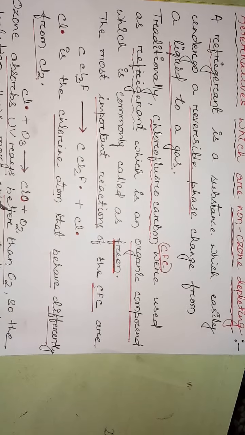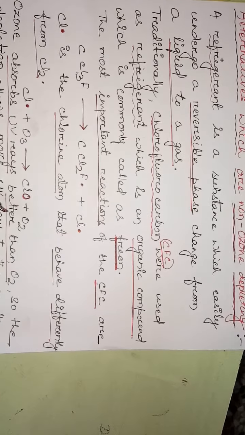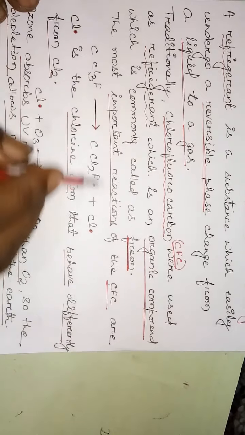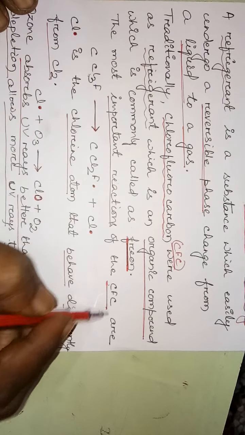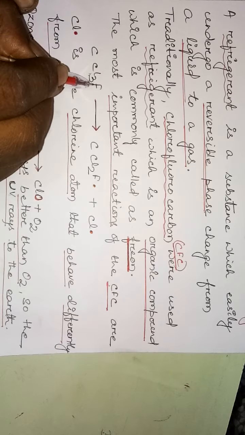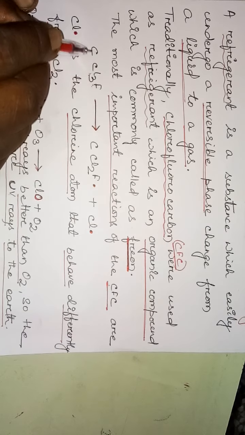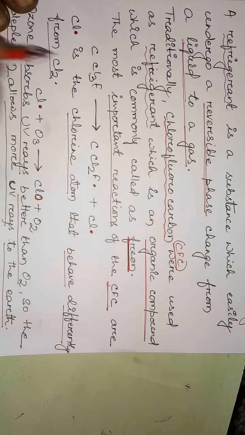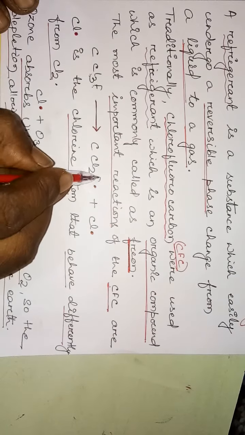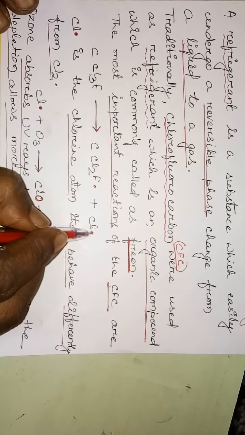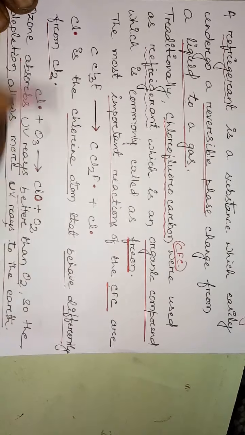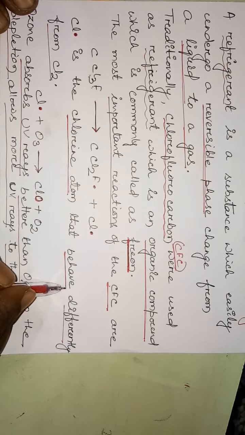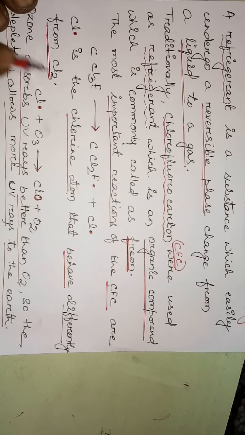So what reaction takes place due to this CFC? The most important reaction of CFC, whose formula is CCl3F, trichlorofluorocarbon, is that it dissociates to give CCl2F dot and Cl dot. What is this Cl dot? Cl dot is a chlorine atom that behaves differently than Cl2, the chlorine molecule.